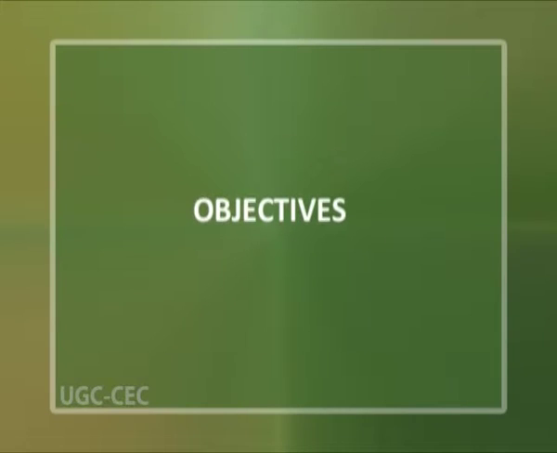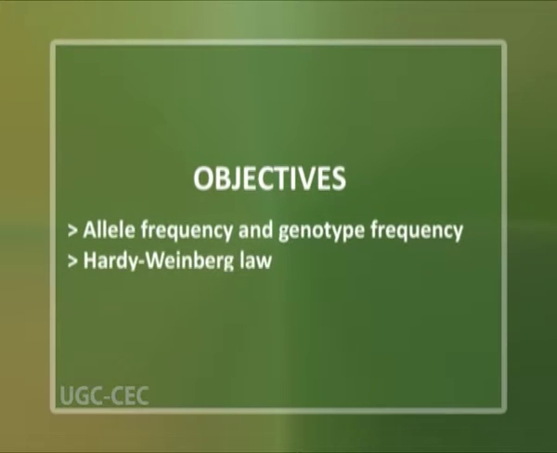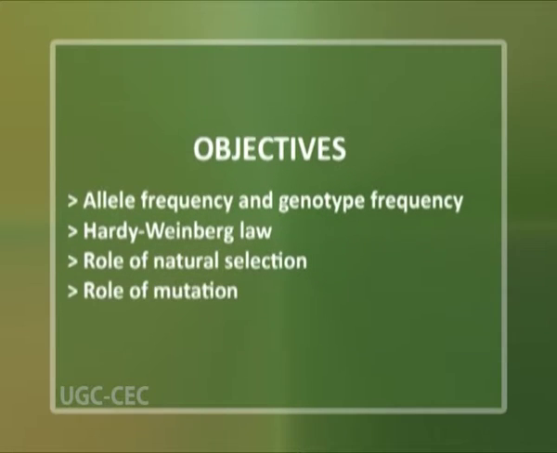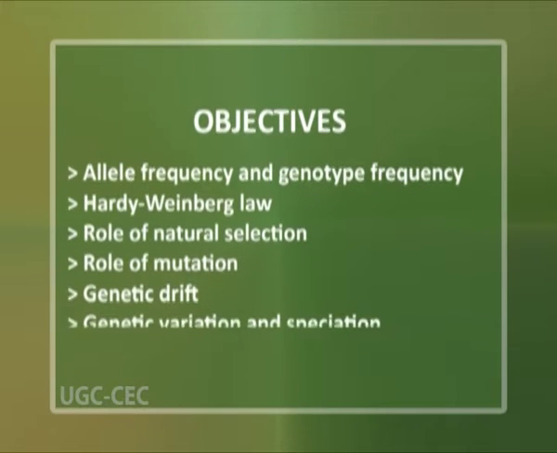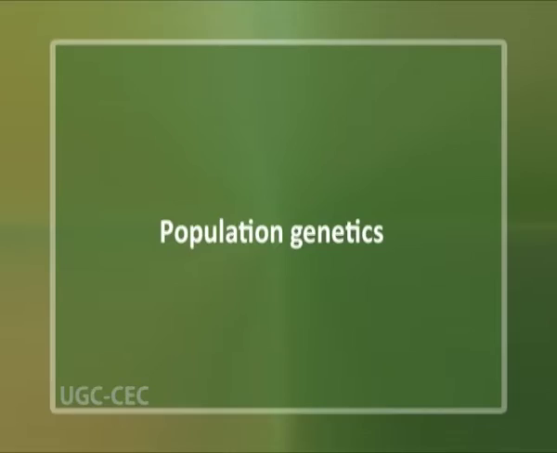The main objectives of today's lecture are to describe allele frequency and genotype frequency, to explain Hardy-Weinberg law, to give in brief the role of natural selection, to give the role of mutation, to explain genetic drift, and to explain genetic variation and speciation. To begin with, let me first of all give a brief introduction about population genetics.